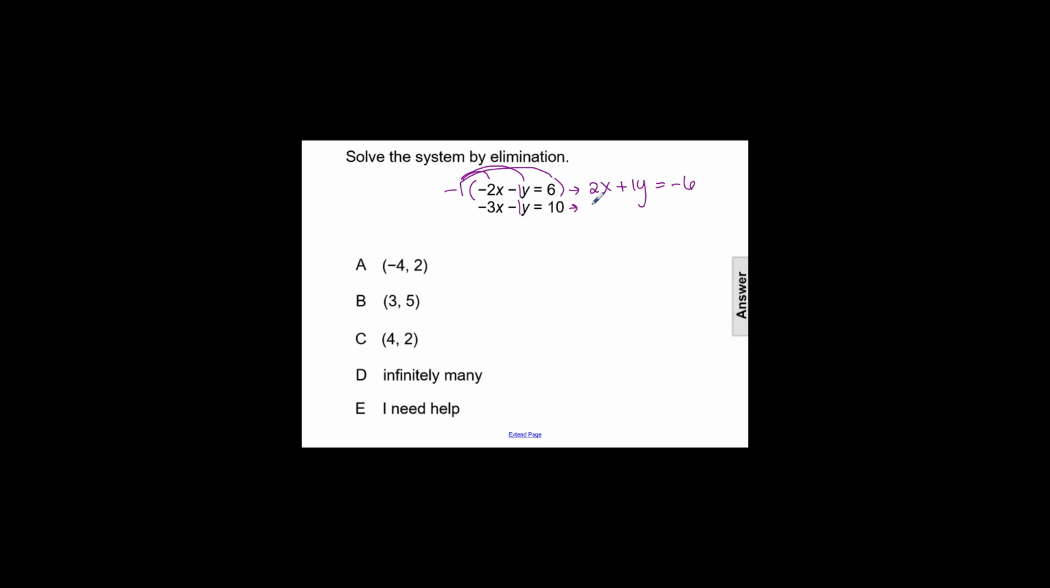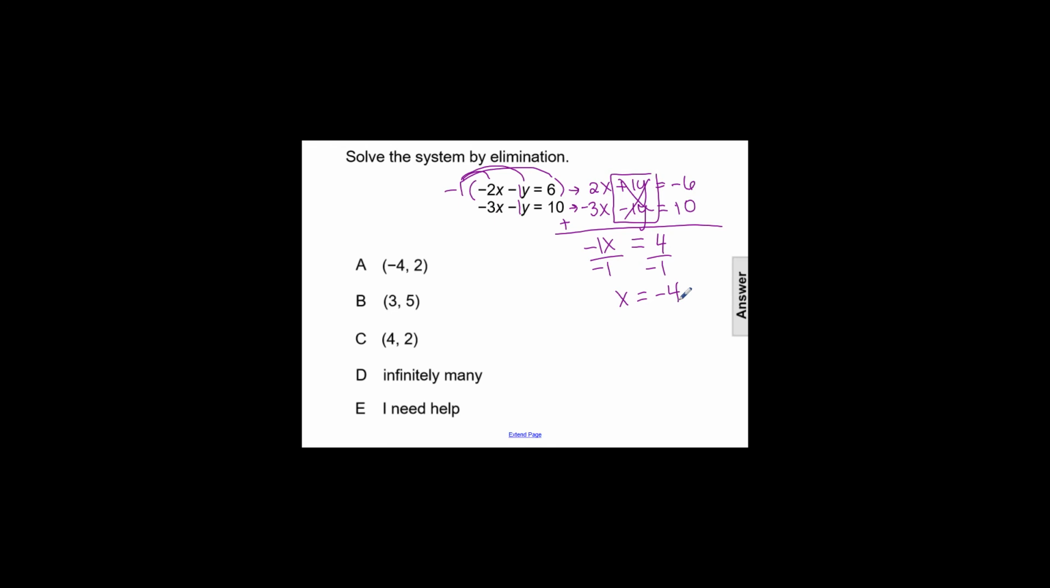The second equation is going to stay exactly the same. I'm not changing that at all because now I have opposite coefficients for y. I have 1y and negative 1y. So I can add these two equations together. 2x minus 3x is negative 1x, and 1y plus negative 1y is 0y. The y variable eliminates. I then have to add negative 6 plus 10, which gives me 4. And we can quickly solve for x by dividing out that negative 1 coefficient to give us that x equals negative 4.